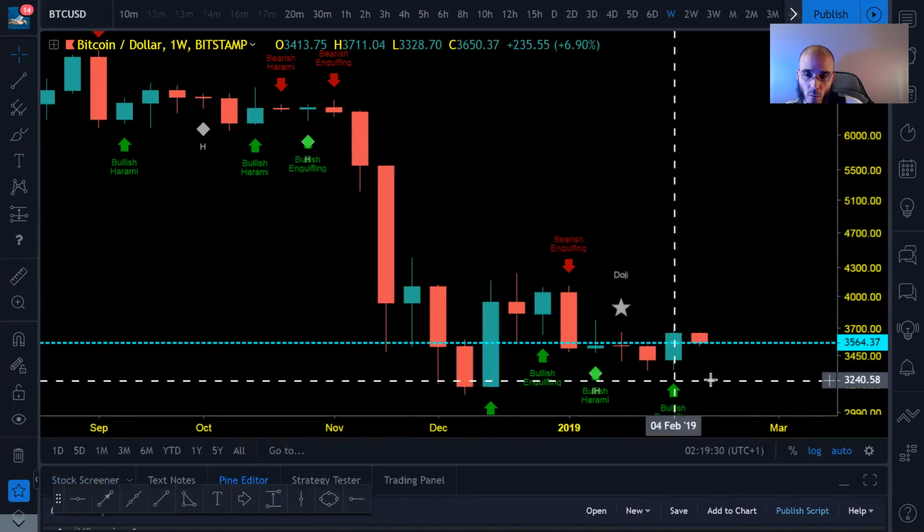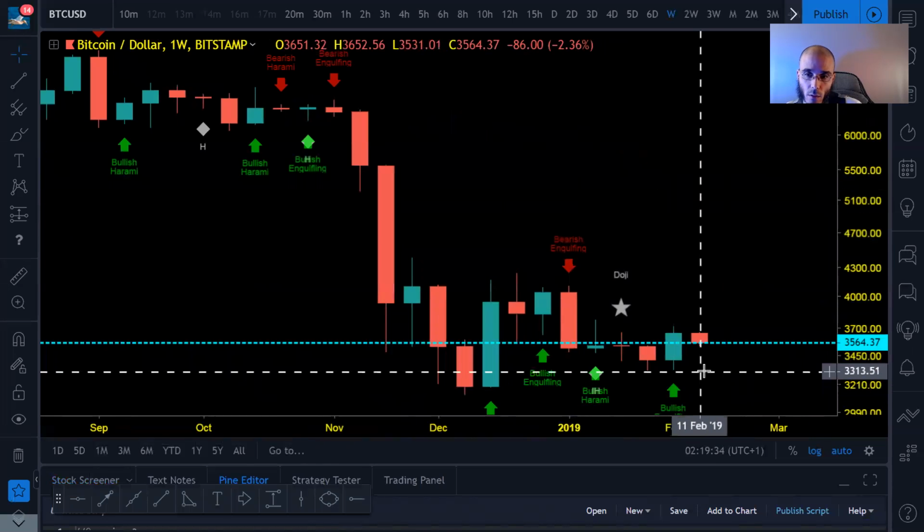The last candle on the 1 week was a bullish engulfing, but this current candle does not look that good. There was no follow through.